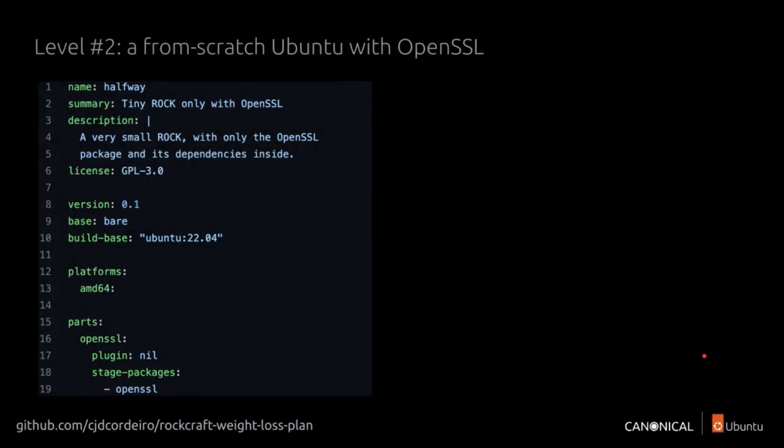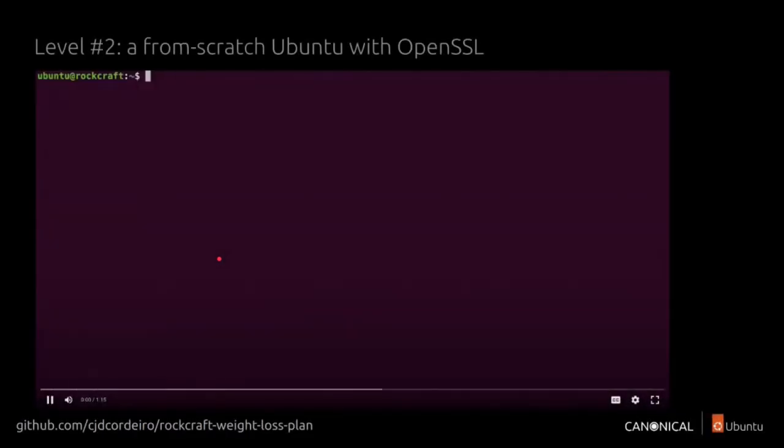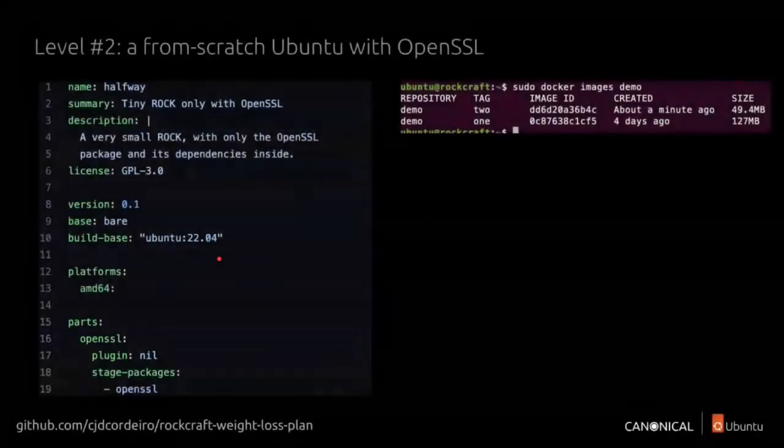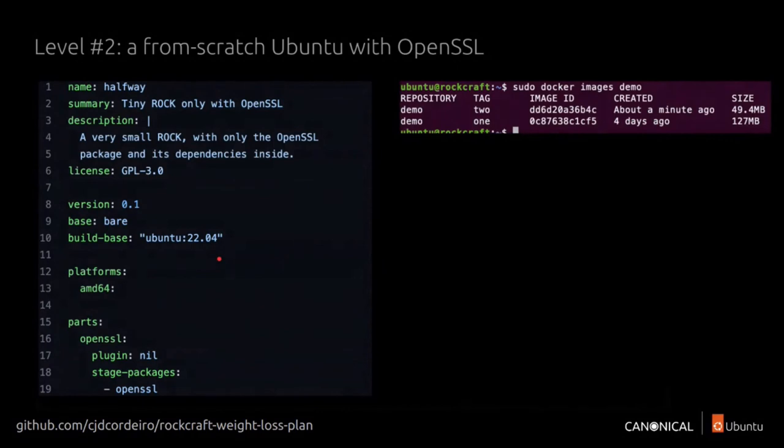What has changed with the first version is just the base here. Suddenly we have no base anymore, and we are building on top of 22.04. This will be very classic for those of you who are doing multi-stage builds. And once we've built that, we get an image with 50 megabytes size that has the OpenSSL packages and dependencies only on top of no base. So this is what would happen without chiseled Ubuntu.